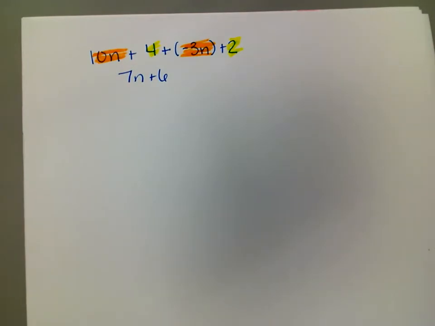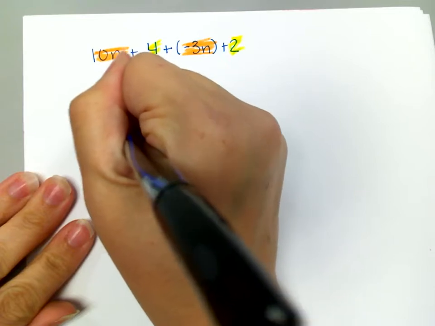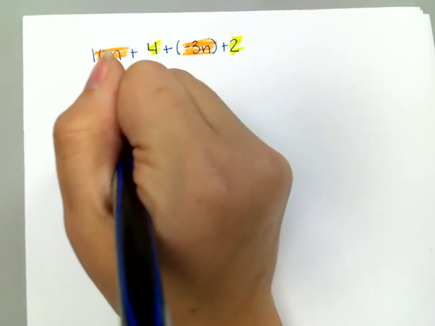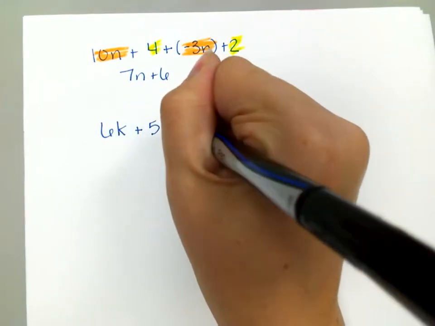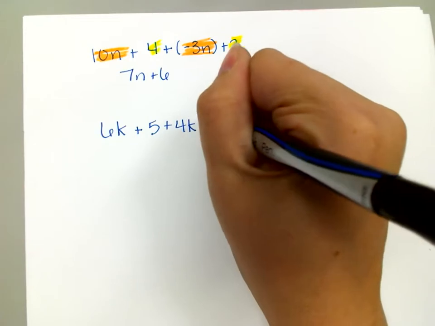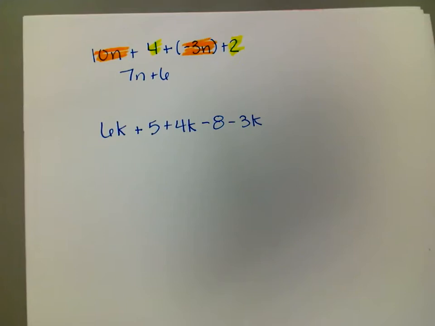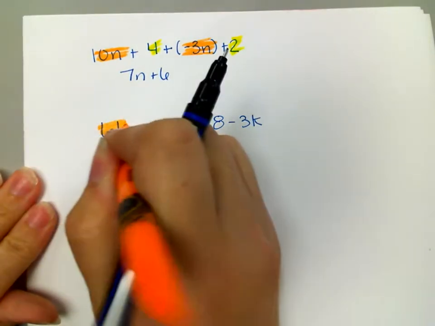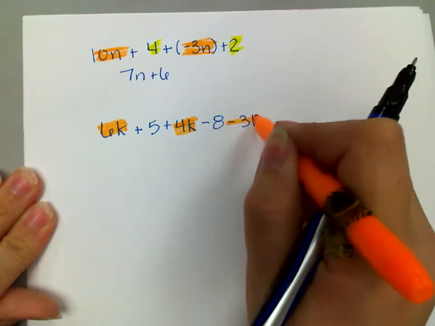I'm going to go to a little bit harder one. Do 6k plus 5 plus 4k minus 8 minus 3k. Okay, so I still only have the variable k. So I'm going to highlight my variables of k, 6k, 4k, and then this minus 3k, that's the same as negative 3k.